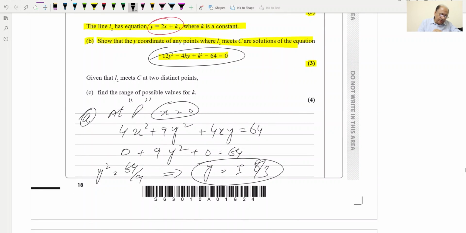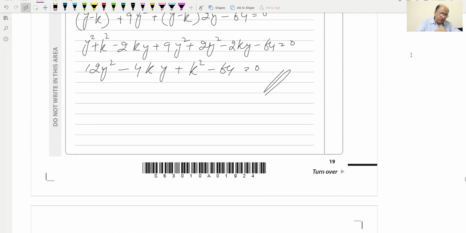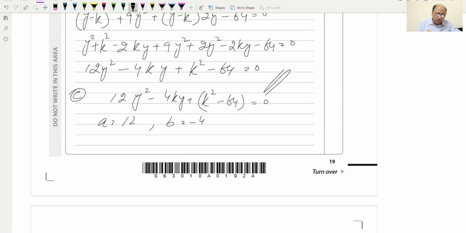And for part C, they are saying given that L2 meets C at two distinct points, find the range of the possible values of k. So the range of possible values of k is required, which we can basically take from the same equation which we just found, and for the range, two distinct points are given. So 12y squared minus 4ky plus k squared minus 64, the same equation which we have just written, equal to 0. A is equal to 12, B is equal to minus 4k, and C will be equal to k squared minus 64.